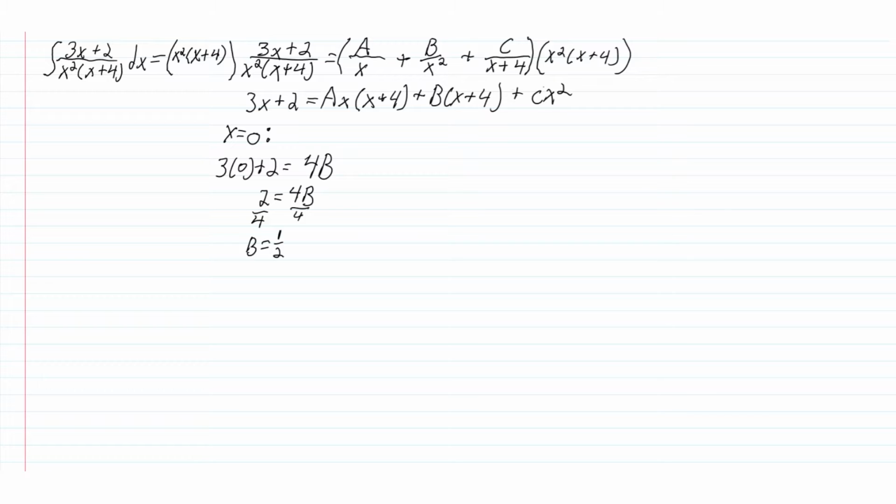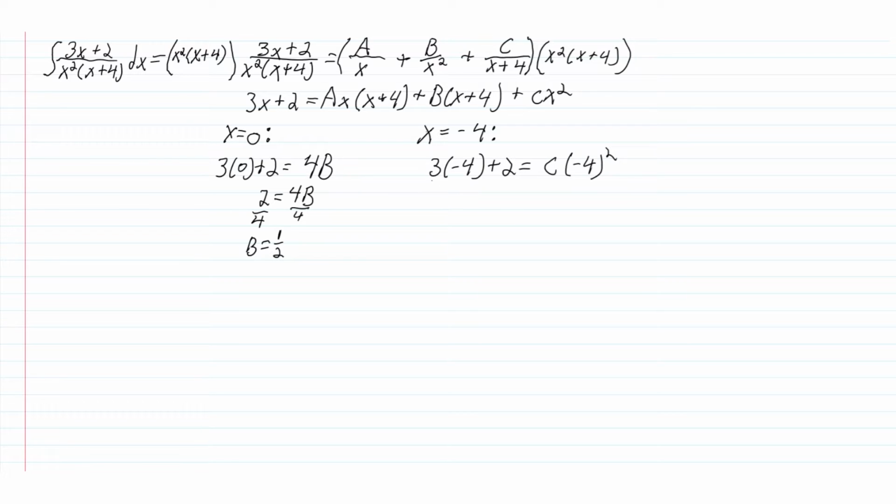Now we need to make another smart choice. If we let x be -4, we can make a and b go away and solve for c. We'll let x equal -4. So we'll have 3 times -4 plus 2 is equal to a times 0, so that'll go away. B times 0 will go away. And then just c times -4 squared.